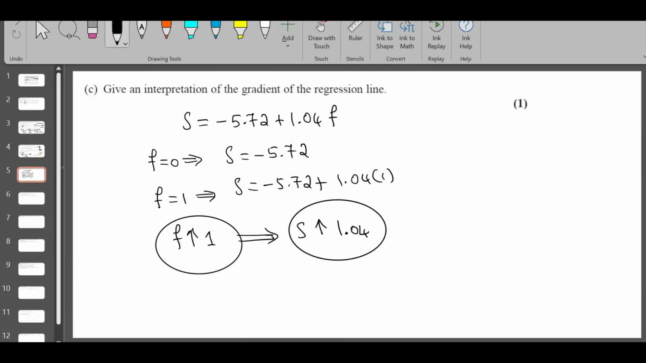That's how you need to write it. You don't write this sentence. This is just for your reference. You need to write related to the context given.